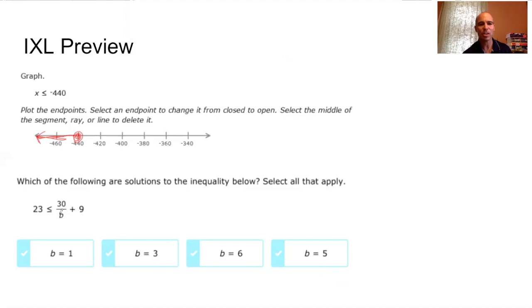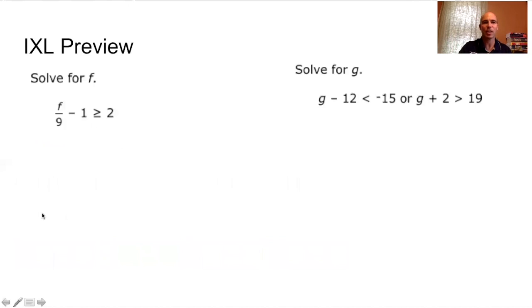Next one will ask you which of the following are solutions to the inequality. So it could be all of them are right, it could be just one of them is right. Basically, if you plug that value in for B, will you get a true statement? And if you do, you will check off that answer.